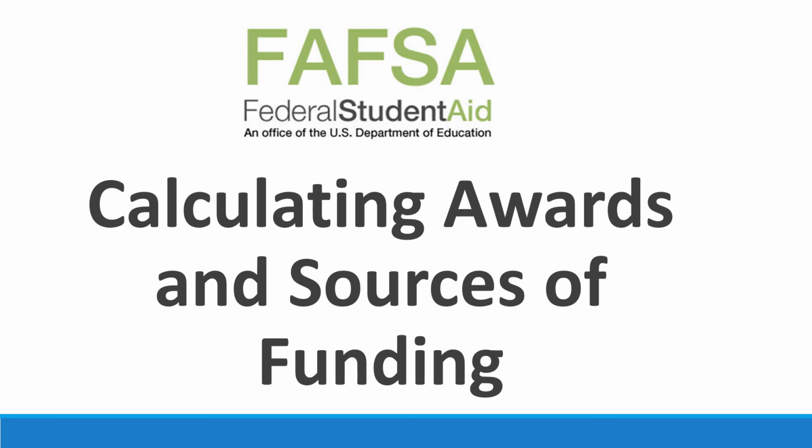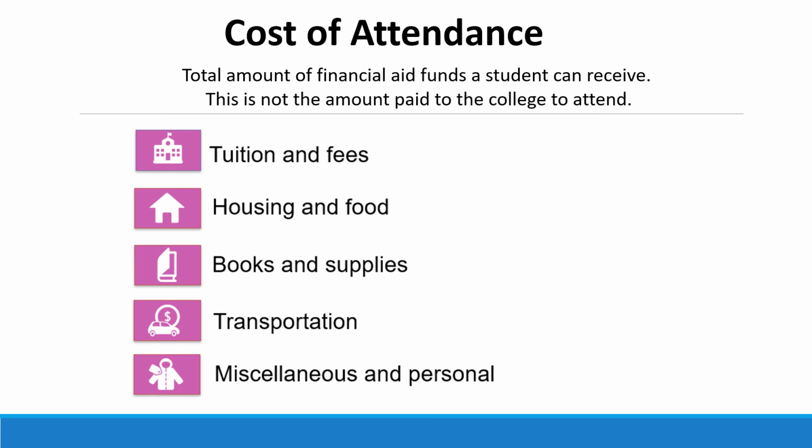So, calculating awards and sources of funding. How does the college determine awards, and what kind of awards is that student going to see on their award letter? Colleges are first required to determine a cost of attendance, and these are direct and indirect costs. So costs that must be paid to the college and costs that the student incurs because they are a college student.